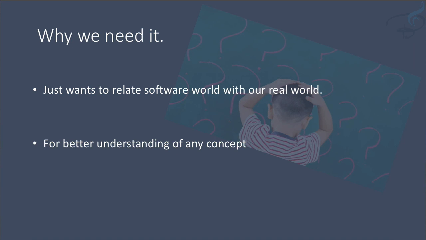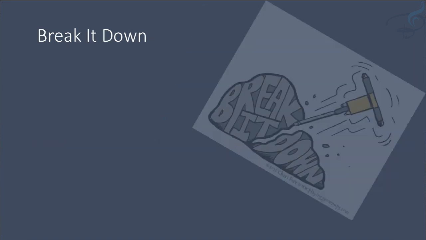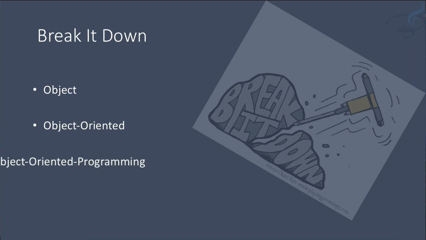So object oriented programming gives you a better understanding of every concept, because everything is structured and everything tells its behavior, its functionality and its properties. Now let's break down object oriented programming. We have object, then we have object oriented, and object oriented programming itself. Let's talk about the object.